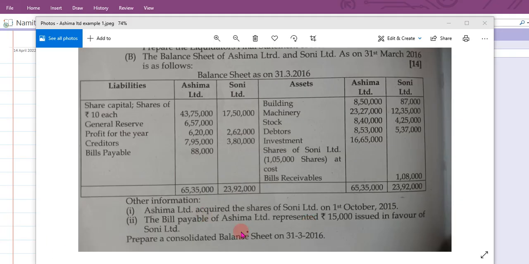So let's prepare the working notes. After the working notes, we will prepare the consolidated balance sheet of holding company and subsidiary company. Before we prepare the consolidated balance sheet, it is compulsory to make the working notes. On the basis of these working notes, we can prepare the consolidated balance sheet of holding company and subsidiary company.